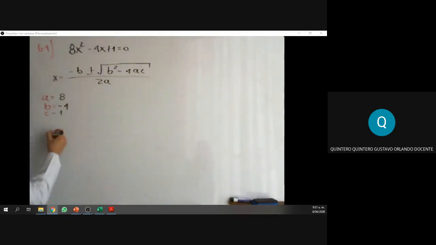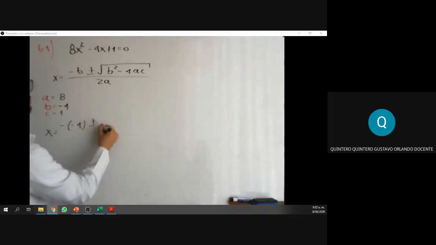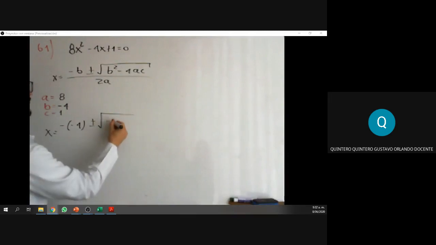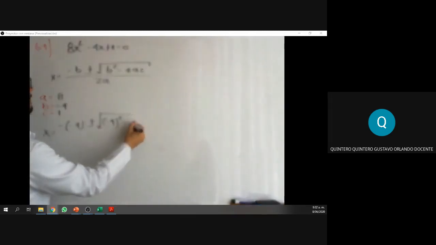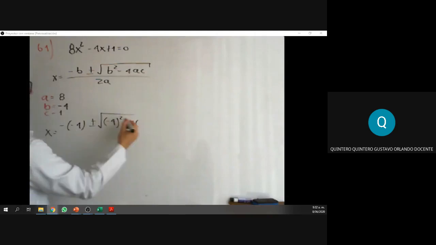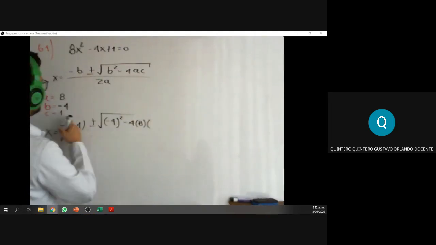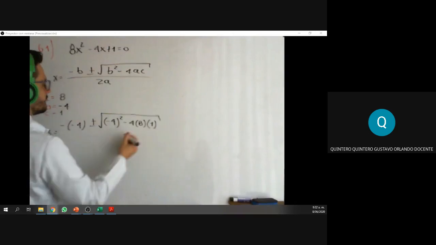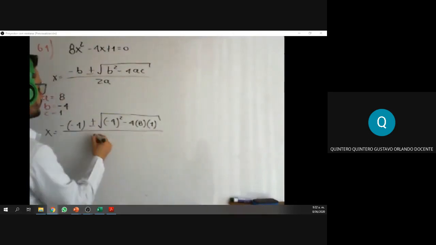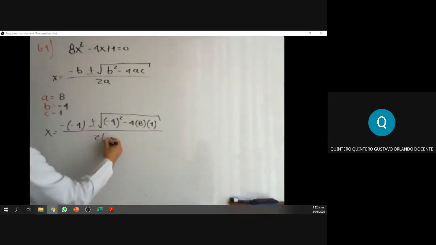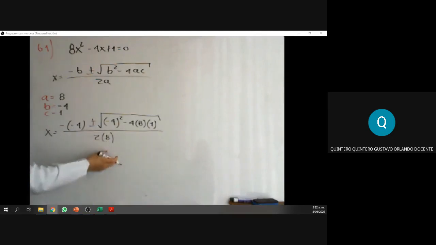So if we do that right here, we have x equals negative b, meaning negative 4. Double negative, because of the formula we have a negative, and because of the number we have another one. Here we have plus or minus the square root of b squared, so negative 4 squared, minus 4 times a, which is 8, and c, which is 1. All of that over 2 times a, so 2 times 8. Beautiful.